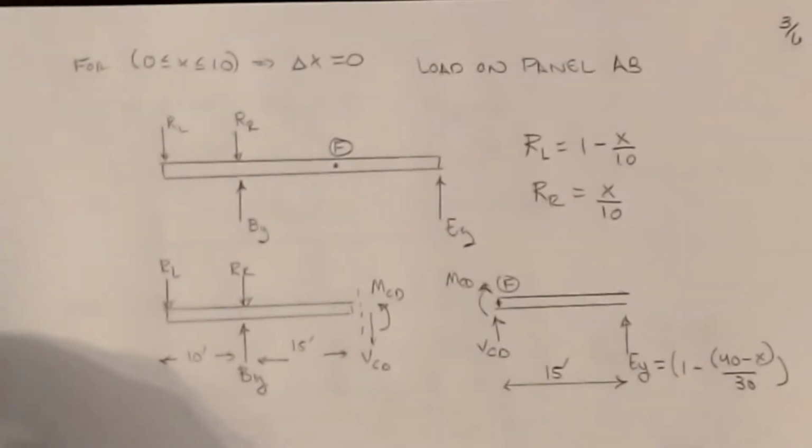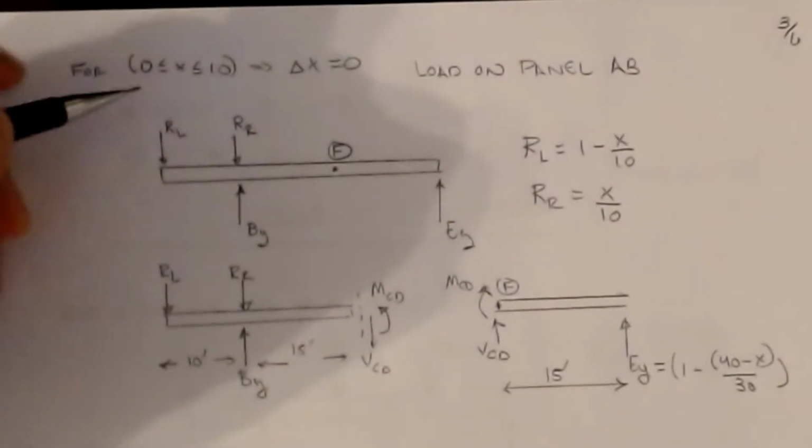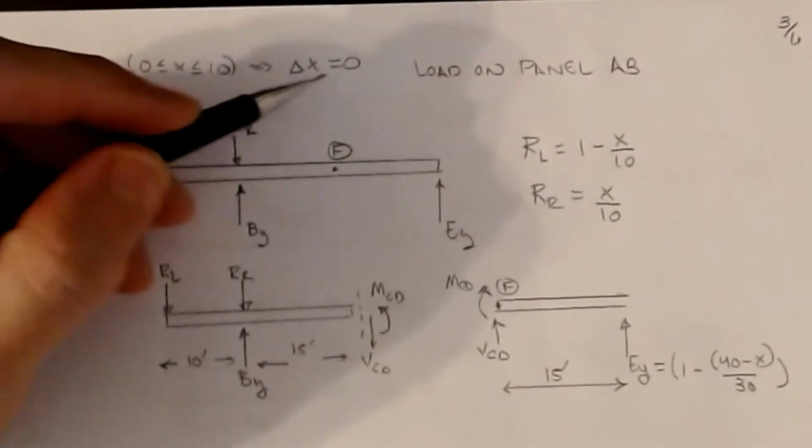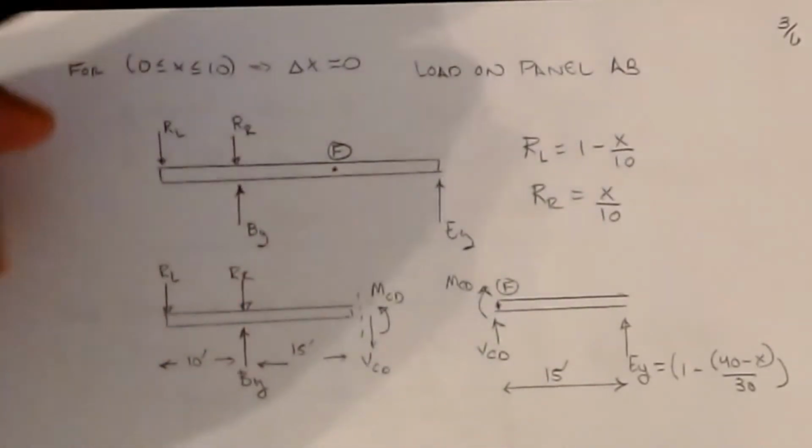All right, now we can go in and start looking at what's happening with these point loads. The first one that we look at is the case where X is between 0 and 10, meaning that it's on that first panel. Our offset delta X is equal to 0, and this is the load on panel AB.